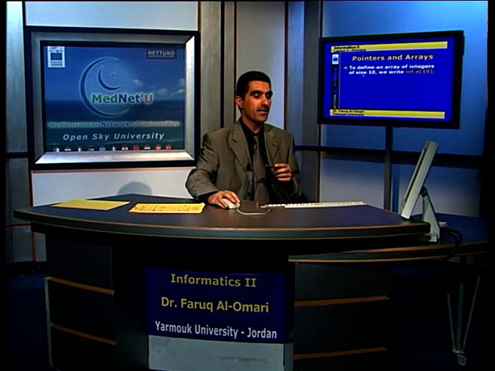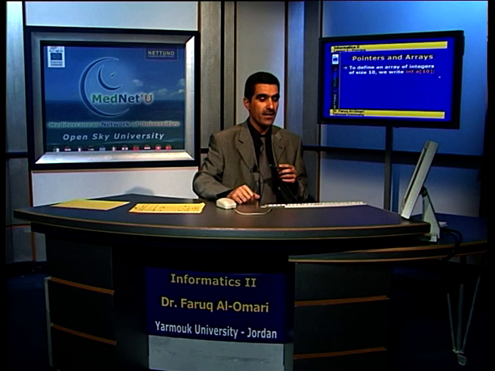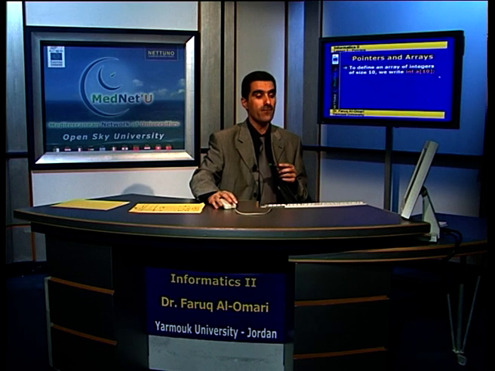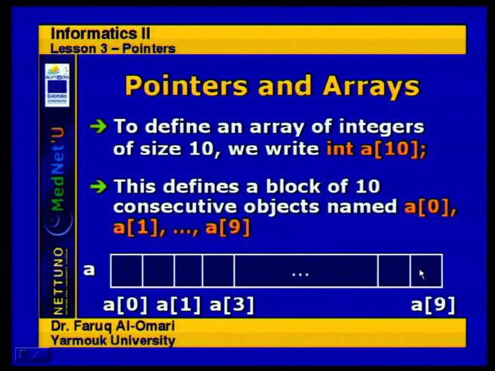To define an array of size 10, we write something like integer a square bracket 10, and that means we're reserving 10 consecutive locations of type integer in the memory starting at this address. So it's something like this. This is my array, consecutive locations in the memory, referred to as A0, A1, A2, and so forth up to A9.